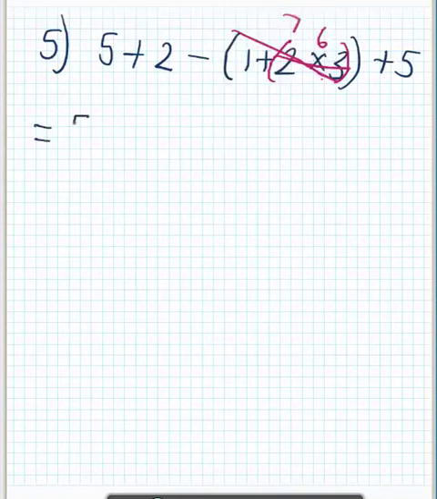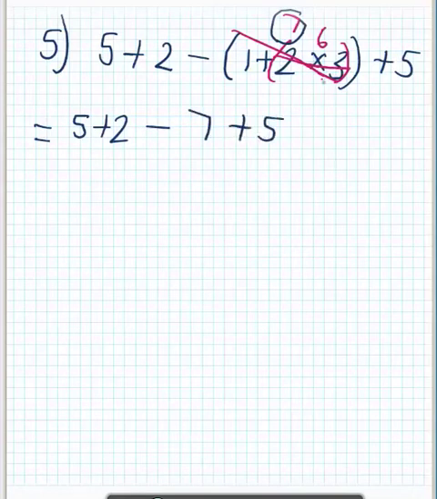So 5 plus 2 minus, the brackets are now gone, and the number that I was left with is 7 plus 5. Okay, so it's important that you did multiplication first. Otherwise, you would have had a different answer. If you went 1 plus 2 to give you 3, you would have had 3 times 3 and a 9 here. And now my next step is I've got addition, subtraction, addition.